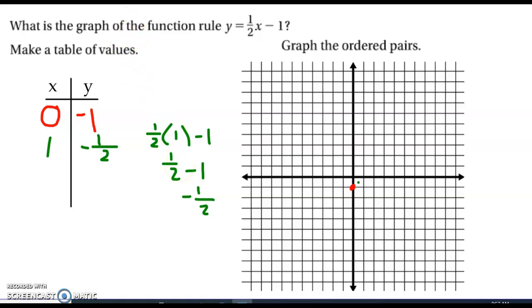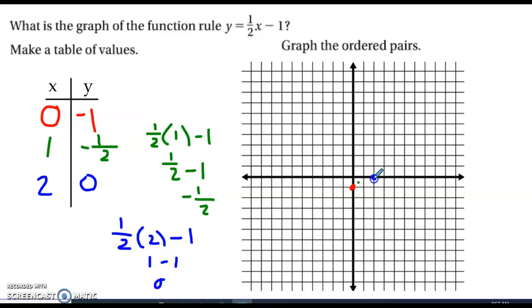I'm going to go plug in 2. So that means I'm doing 1/2 times 2 minus 1. Well, half of 2 is 1. 1 minus 1 is 0. So we've got the point 2, 0.